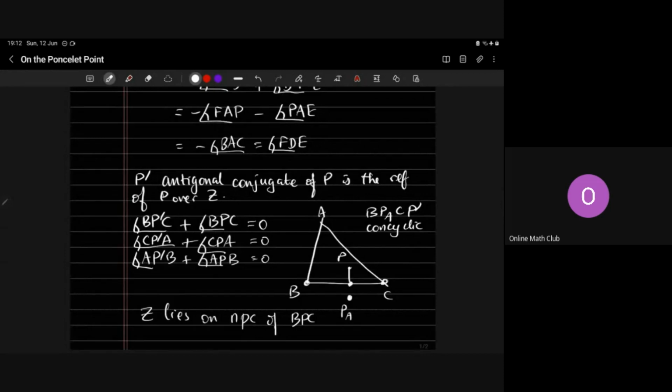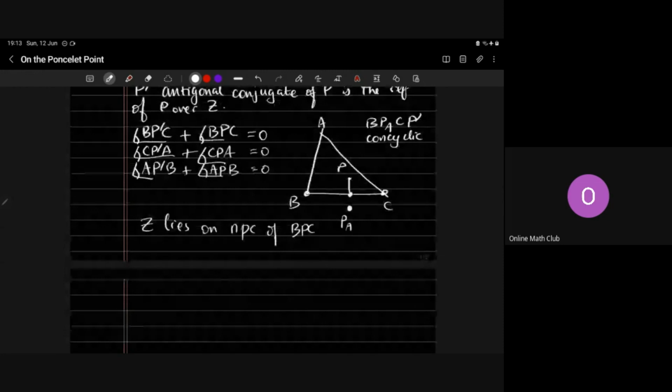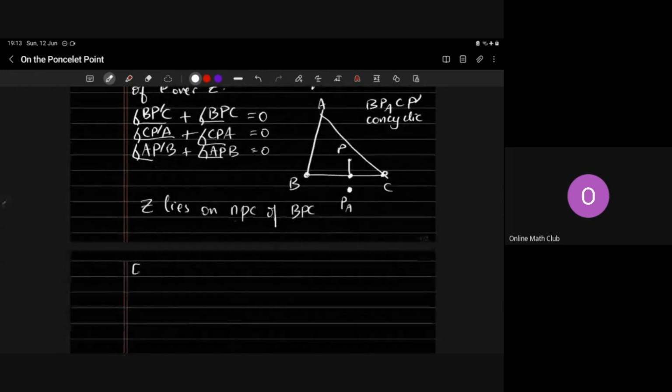Similarly, you can derive the other two. Now you can notice that these angle conditions will actually define P prime. So basically, the locus of P prime for which the first condition is satisfied is a circle, the second one is a circle, the third one is a circle. So there will be a unique P prime satisfying all three angle conditions, and that is called the antigonal conjugate of P. So I'll give you an exercise.